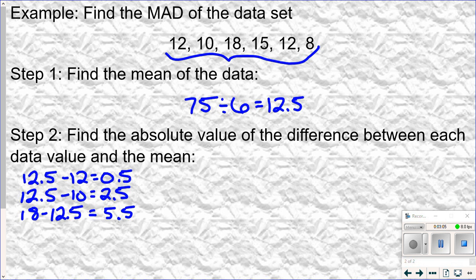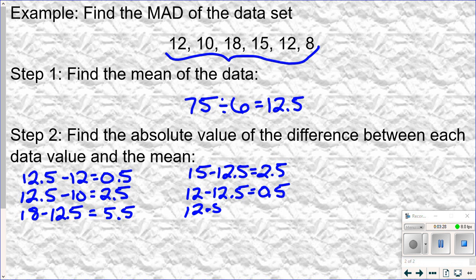And then the next value is 15. So I'm going to do 15 minus 12.5. And it's 2.5 away from the mean. And then I have 12 minus 12.5. So that point is 0.5 away from the mean, pretty close to the mean. And then I have 8. So again, I'm going to do 12.5 minus 8. And that gives me 4.